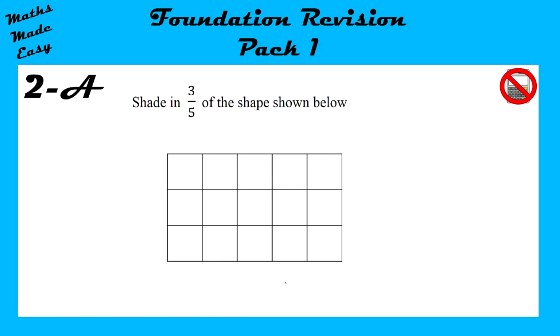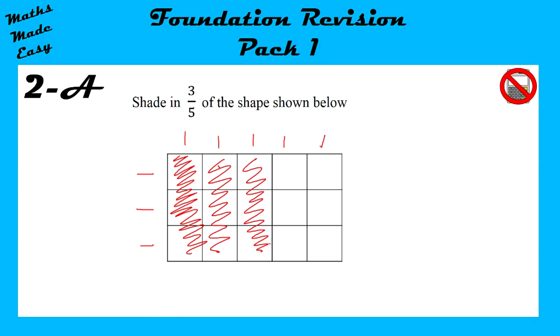2a. So in this one, there's 2 ways of looking at it. I can think of it as 1, 2, 3 rows in this shape, or 1, 2, 3, 4, 5 columns. Because the fraction I'm after is 3/5, I'm going to look at the 5 columns, and I'm going to need to shade in 3 of those 5 columns. And the shape looks like that.